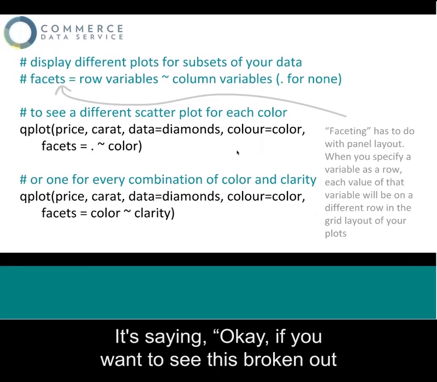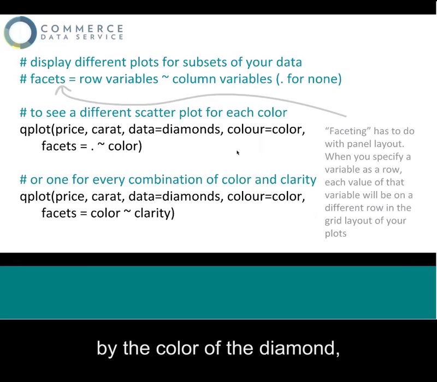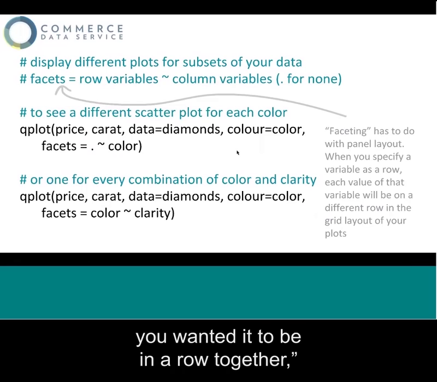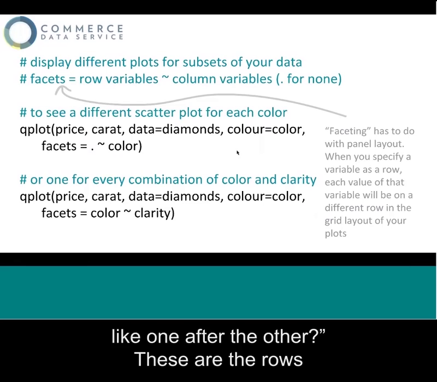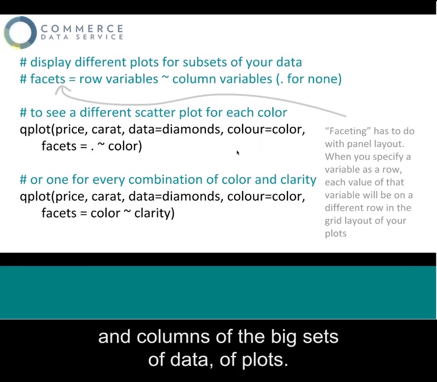It's saying, okay, if you want to see this broken out by the color of the diamond, do you want it to be in a row together, in which case you're passing row as color, or do you want it to be in a column, like one after the other? So it's the rows and columns of the big set of plots. So we can look at that.